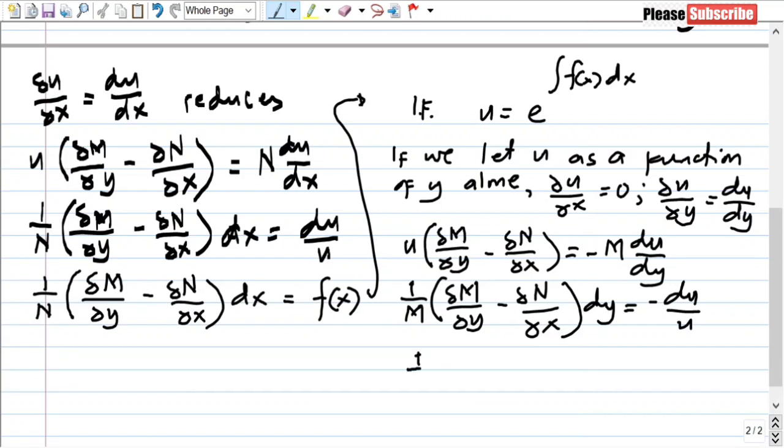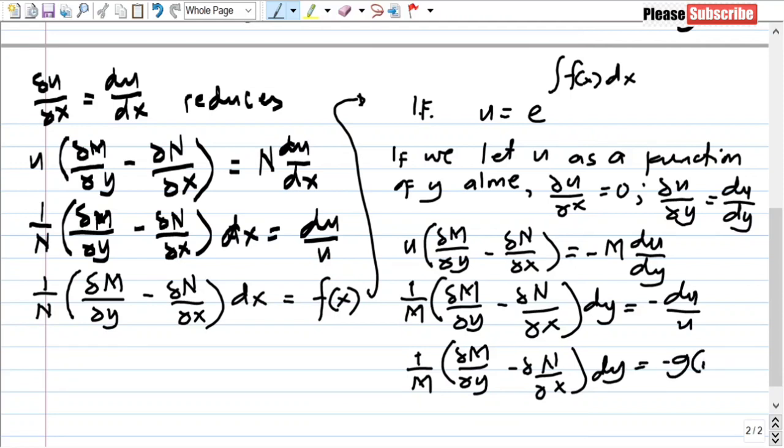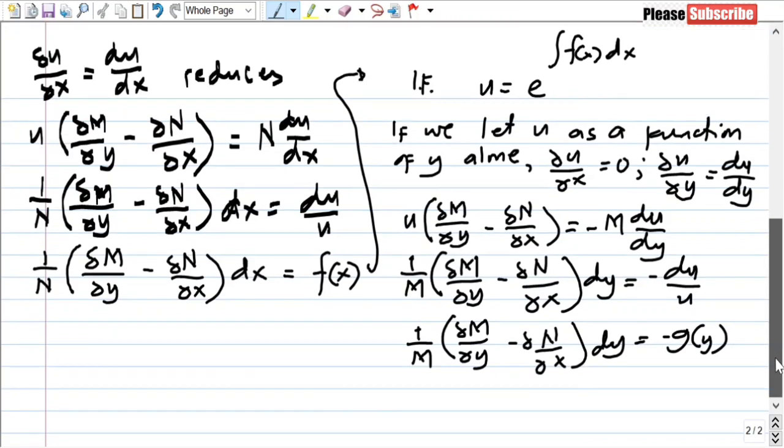So, pwede natin ilagay na 1 over M, partial derivative of M with respect to y minus the partial derivative of N with respect to x dy, that is equal to negative g of y naman. So, that is for us to distinguish it from the f of x. So, we use g of y naman. Okay? Now, anong nangyari? Magiging integrating factor natin is our u will be equal to e to the negative integral of g of y dy. Yun magiging integrating factor natin. Okay? Malinaw.